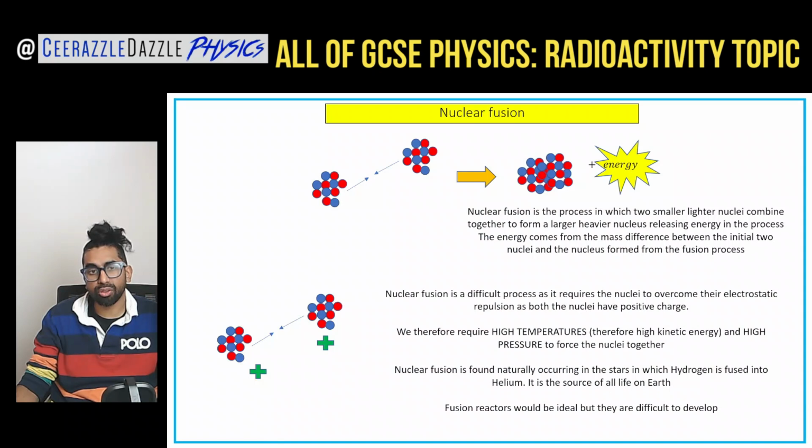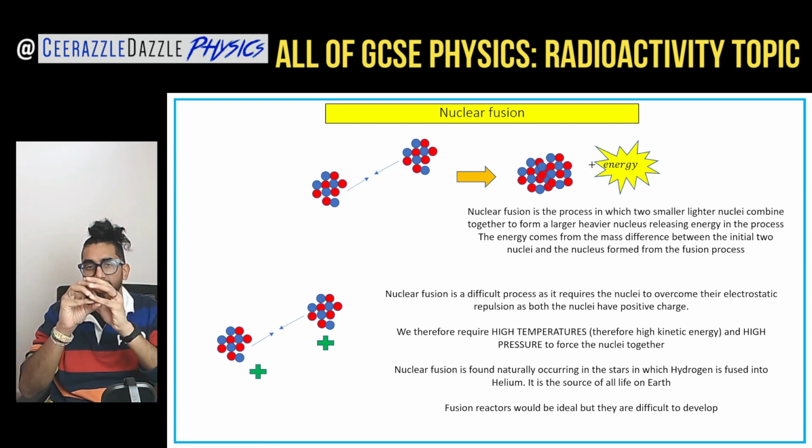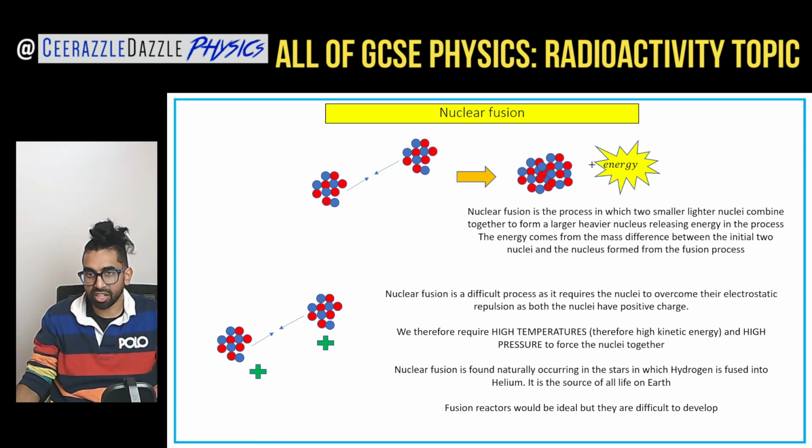Nuclear fusion is the other process. So rather than having a nucleus splitting and releasing energy, you can take two lighter nuclei, combine them into one which is heavier, and that will release energy. It's almost like the reverse. So nuclear fusion is the process of when two lighter nuclei combine together to form a larger, heavier nucleus, releasing energy in the process. The energy comes from the mass difference again. So the mass of these two will not be equal to the mass of that because some of the mass has been converted into energy, which is going to be released over here.